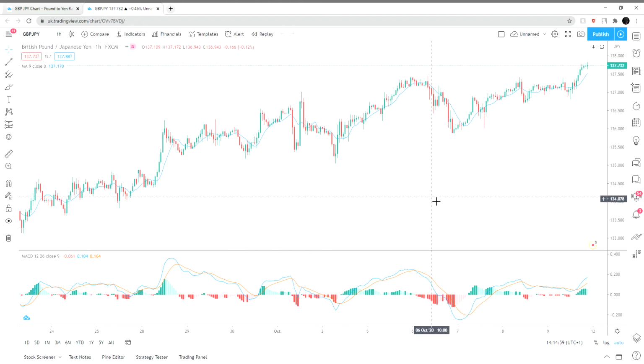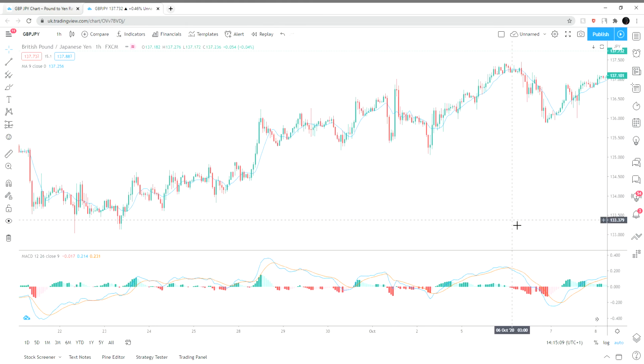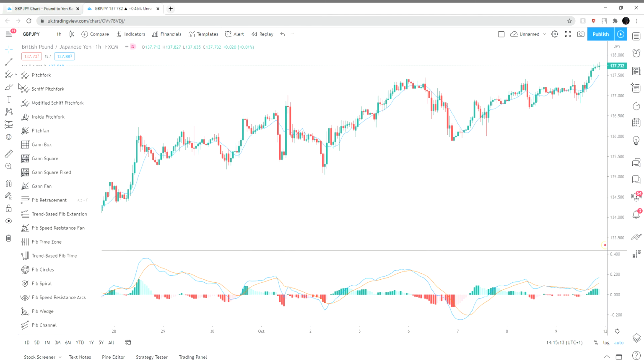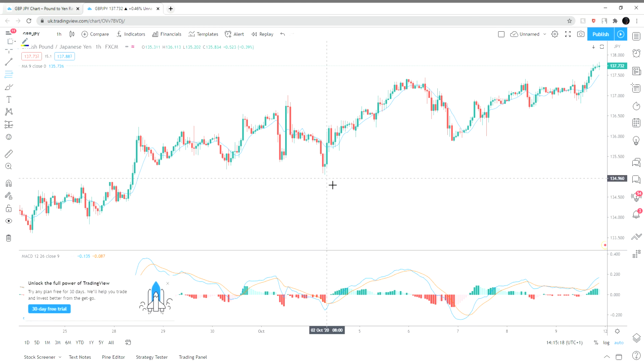Obviously, Fibonacci's don't always work. Same thing with support and resistance. There's been multiple events in the past where there was a fundamental announcement, and next thing you know, there was a huge breakout and break of structure. So not everything's 100% accurate, unless you work for the banks, obviously. But that's not what we do as traders.